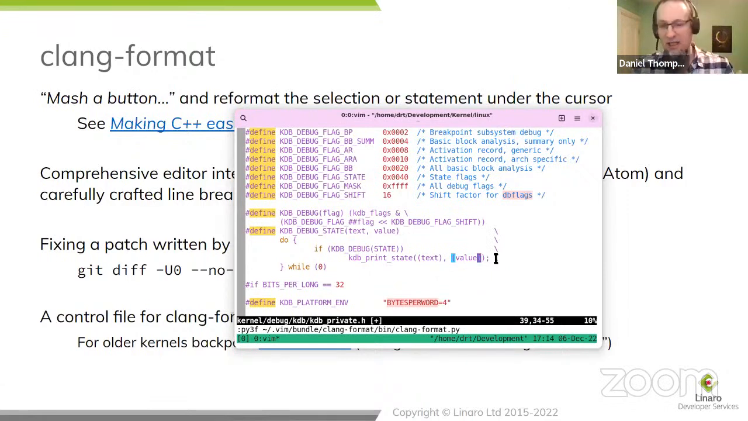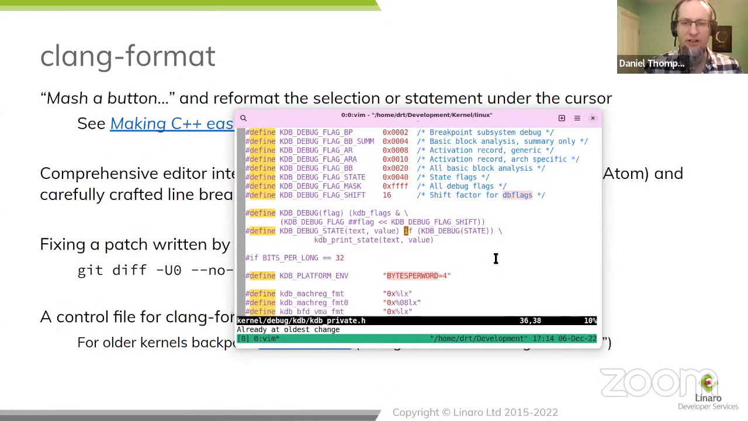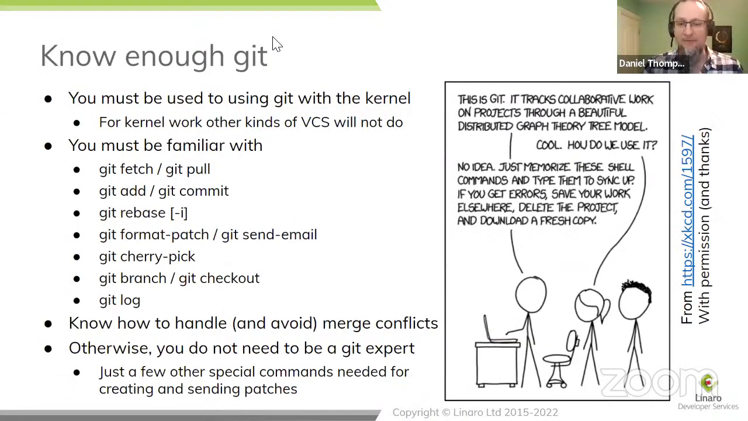So this can take a huge amount of pointless work out of your hands. By having this mash a button, make it look good, you can effectively free your brain to think about the bugs that you've written instead of the formatting that you need to do. And it gives you a better shot at finding those problems that you need. So I'm going to stop at that point. That's Clang format.